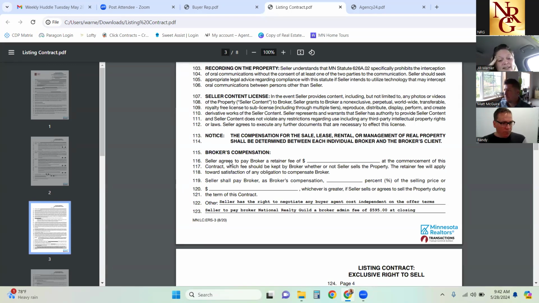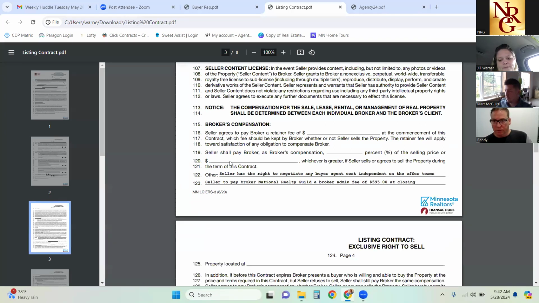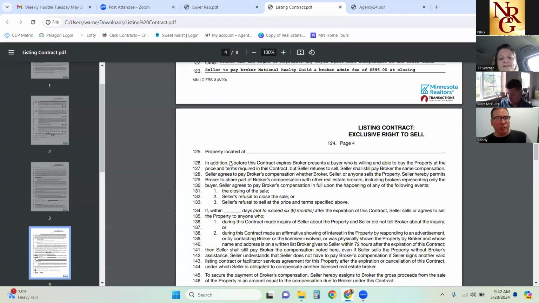And then 123, seller to pay a broker, National Realty Guild, a broker admin fee of $5.95 at closing. I put this in everywhere and I explain it very, very heavily because I don't want to get to the closing table and have them ask, what's this $5.95 fee? I didn't know what this was about. So I do explain this to them. I explained this to you guys a little bit earlier about what that means and how I explain it to them.